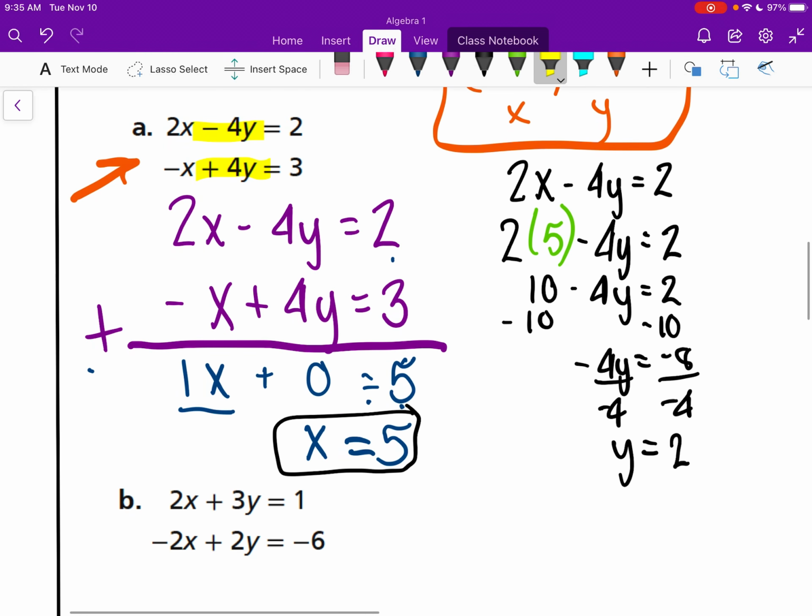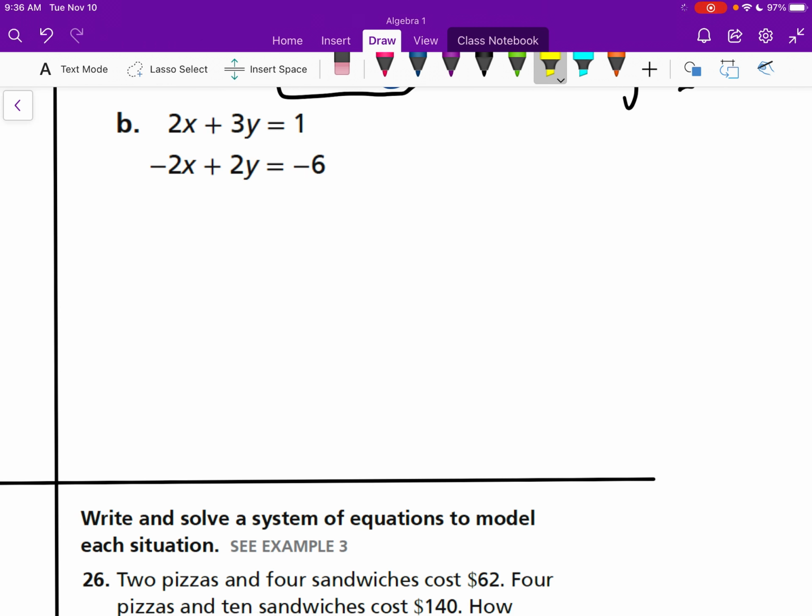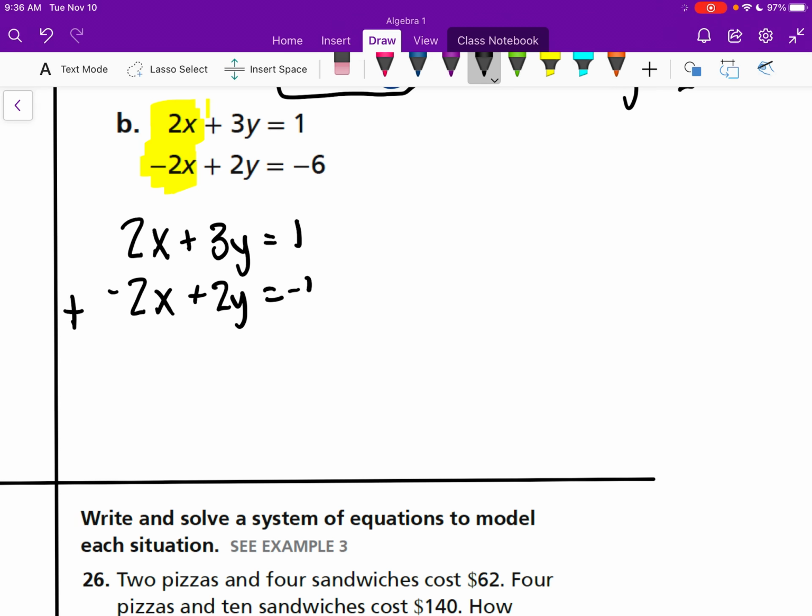Look at example B. Our two equations are 2x plus 3y equals 1 and negative 2x plus 2y equals negative 6. Can you find the two variables that would add to be 0? It's that 2x and that minus 2x. Notice that everything's in standard form with our x, y, then our equals, our constant. And so we can stack and add those. 2x plus 3y equals 1. We're going to add that to negative 2x plus 2y equals negative 6.